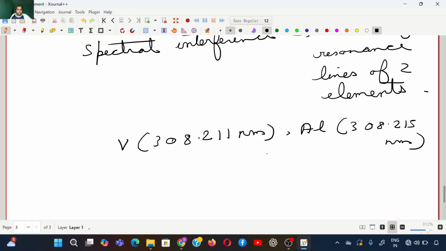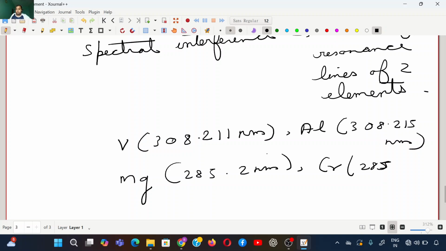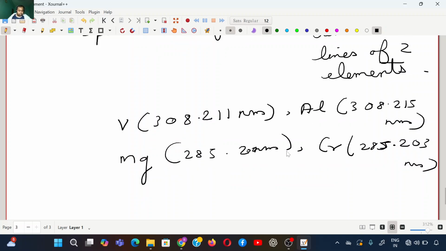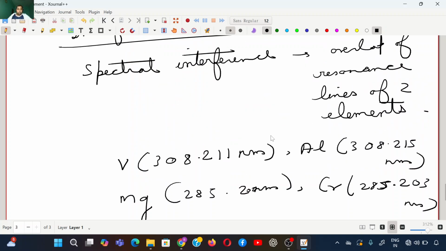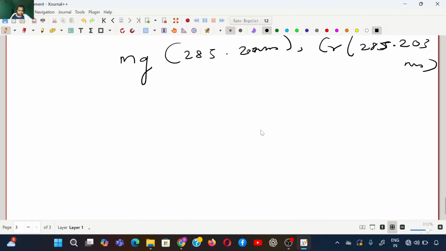So likewise, you have magnesium, its resonance line is at 285.2 nanometer, and chromium at 285.203 nanometer. Very close to each other, as you see. So what other kinds of interference can we have? We can have something known as transport interference. Let's jot it down.